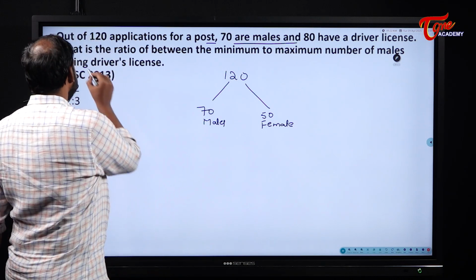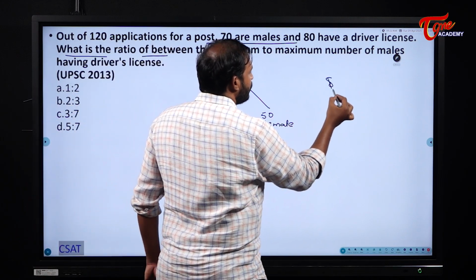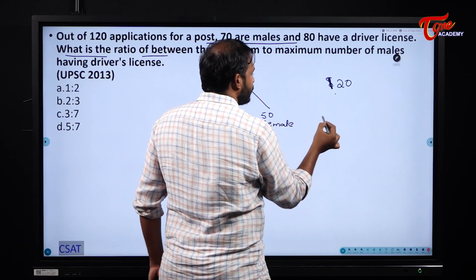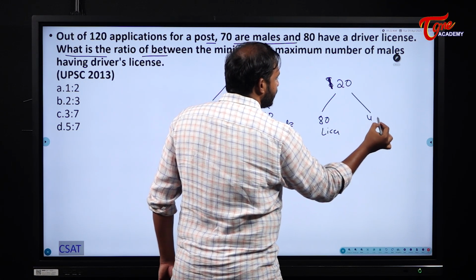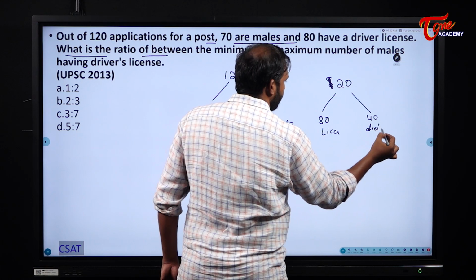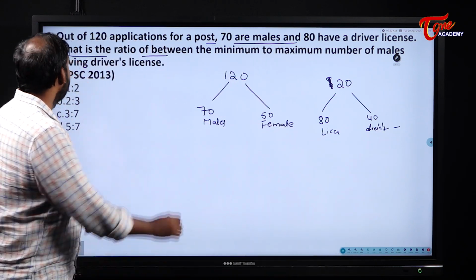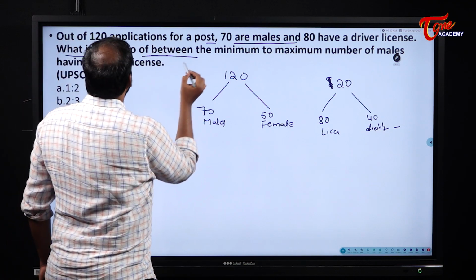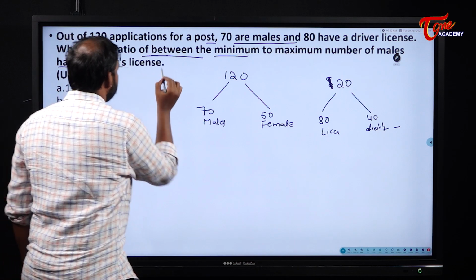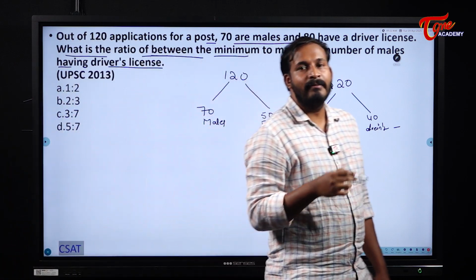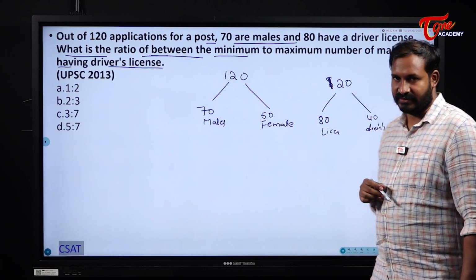80 have driver license. Now, what is the ratio? See here, out of 120, 80 have license and 40 don't have license. That is the case. Now, what is the ratio between the minimum to maximum number of males having a driver's license? Minimum to maximum number of males having the driver's license. That is the case for us.